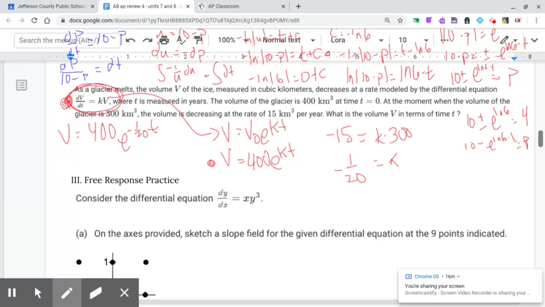Finally, for differential equations, will you try the free response practice? And we'll go over it in a minute.